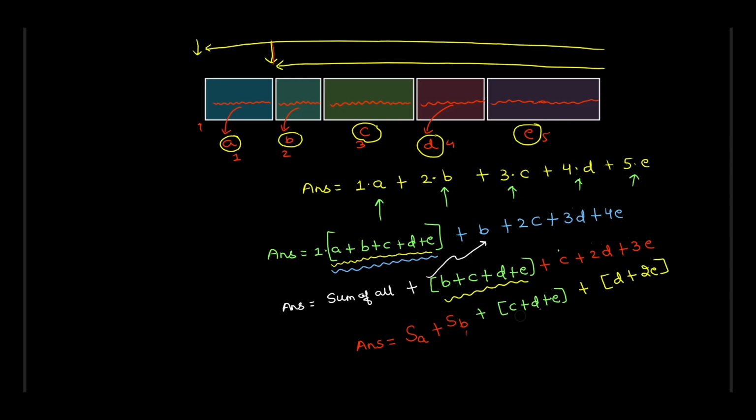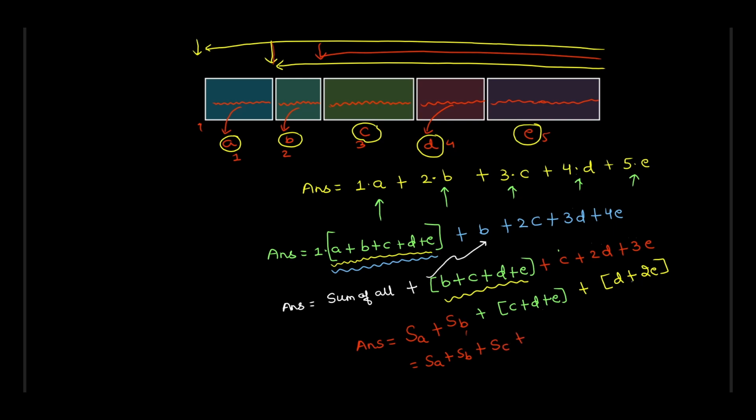But what is this C plus D plus E? C means sum of this entire thing. D means sum of this entire thing. E means sum of this entire thing. So C plus D plus E is nothing but this suffix sum that starts at this block, right? So can I write it something like answer is equal to S of A plus S of B plus C plus D plus E, meaning suffix sum that starts at the third block.